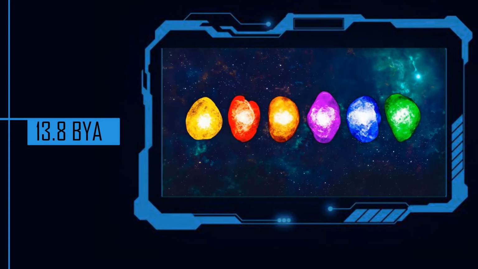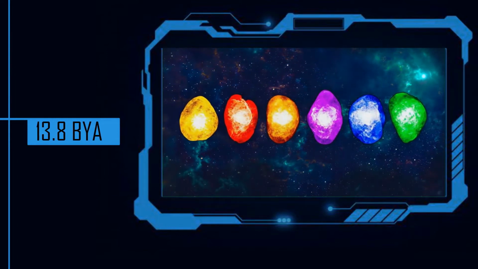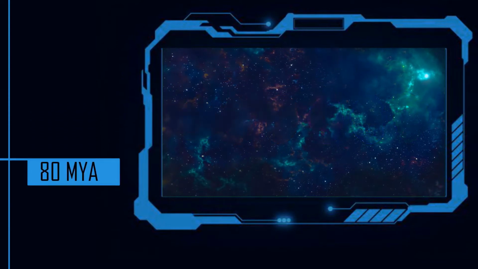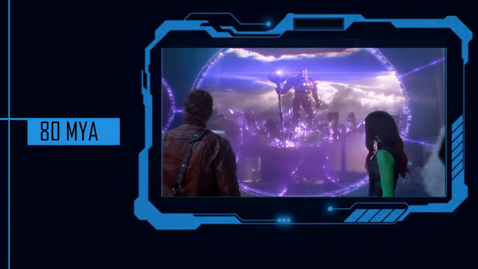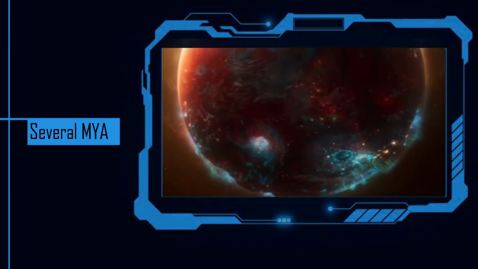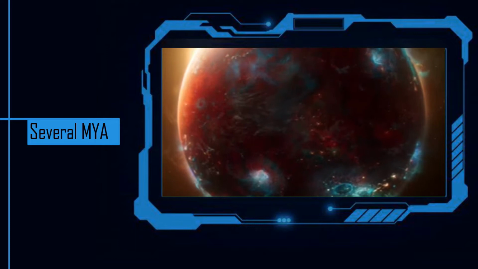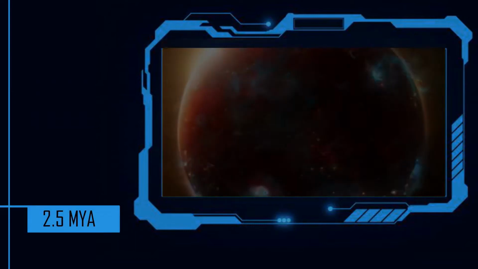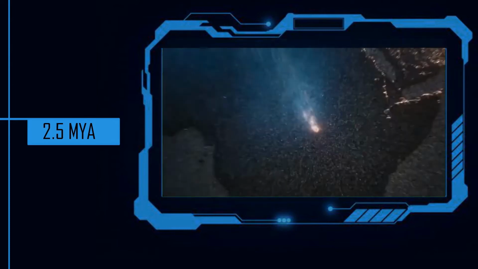Cosmic entities Death, Entropy, Infinity, and Eternity created the Infinity Stones from these singularities. 80 million years ago, Isan the Searcher destroys a planet. Several million years ago, Ego the living planet comes into being as a celestial, a member of a powerful primordial race. 2.5 million years ago, a vibranium meteorite hits Wakanda.